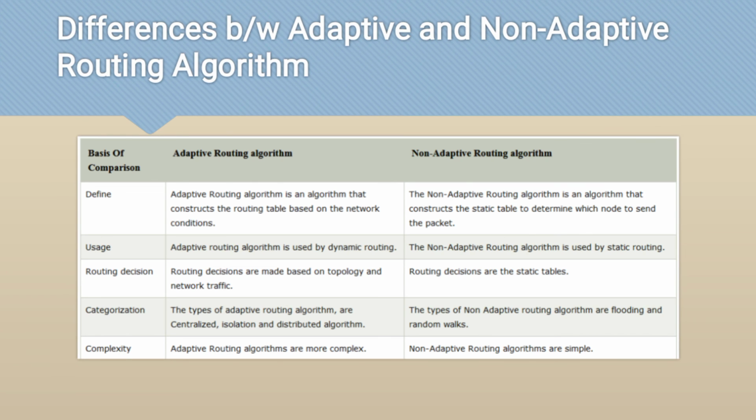Next one is categorization. The types of adaptive routing algorithm are centralized, isolation, and distributed, while the types of non-adaptive algorithm are flooding and random walk. Then the last one, complexity. Adaptive routing algorithms are more complex, while non-adaptive algorithms are simple.